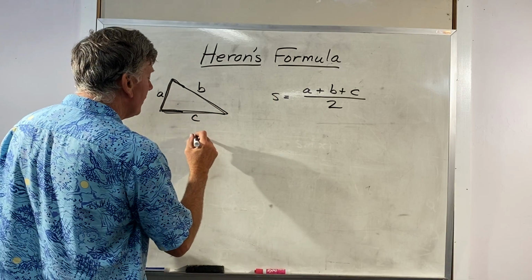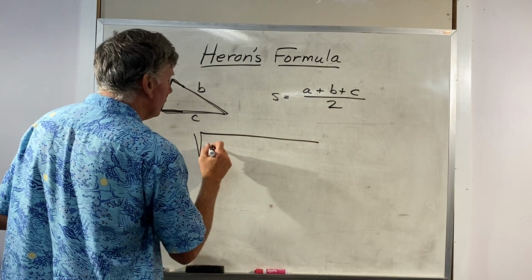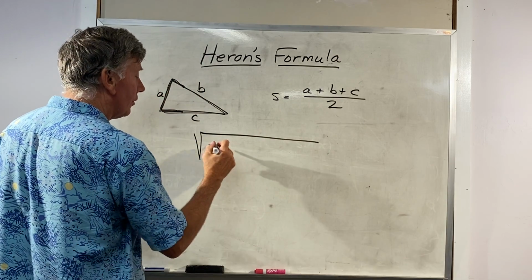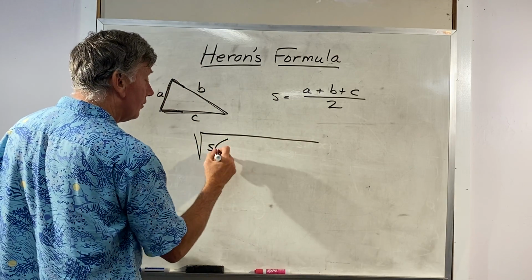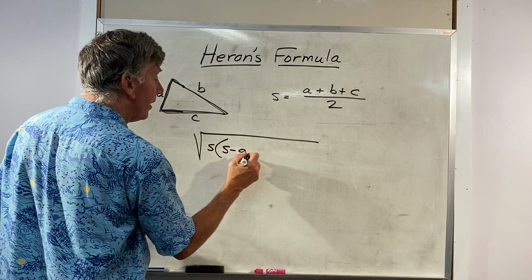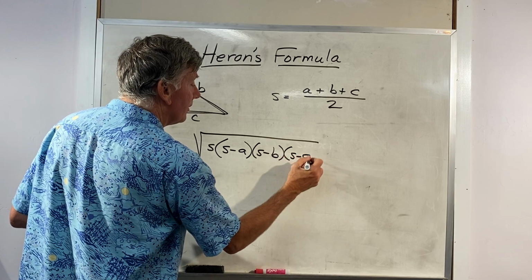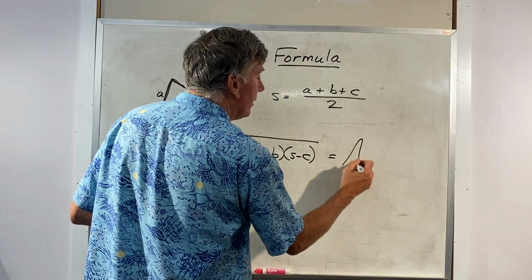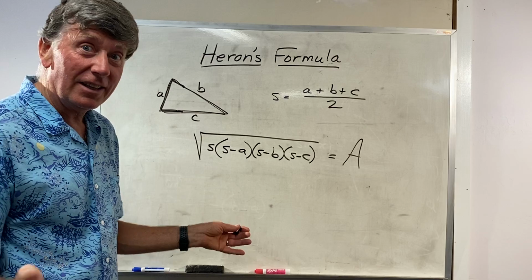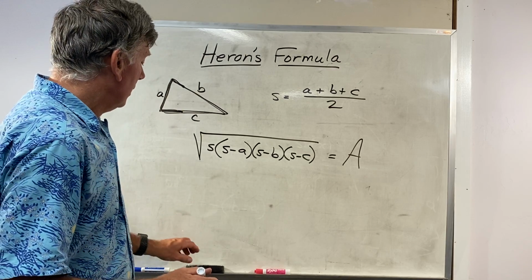Then you're going to take that number S, and under the square root, you're going to multiply S times S minus A, times S minus B, times S minus C. And that is going to be the area of your triangle. It really is that easy.